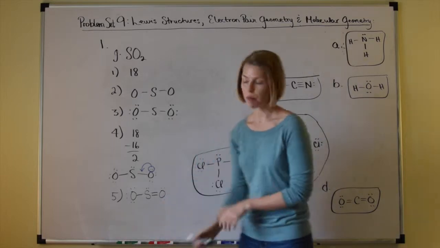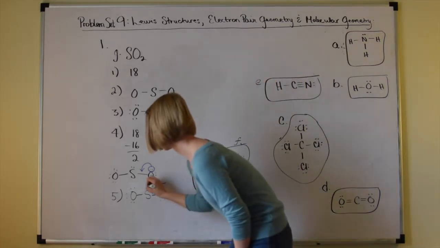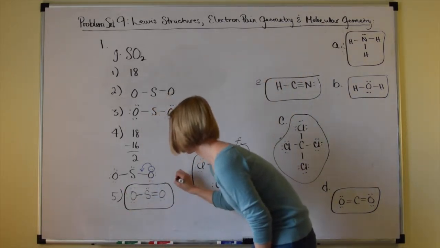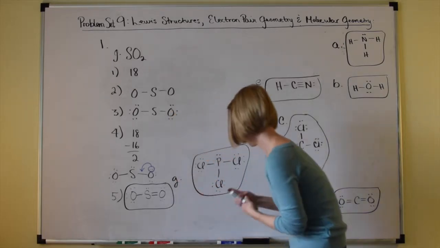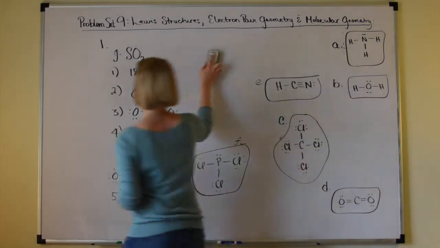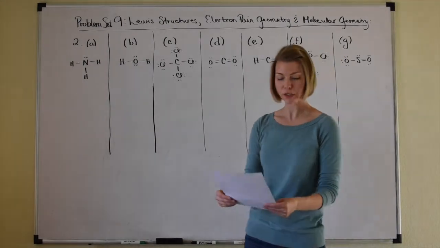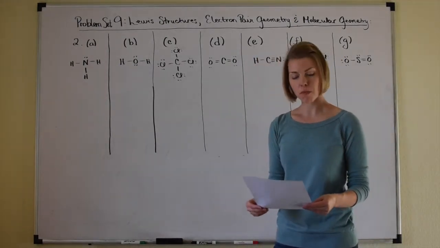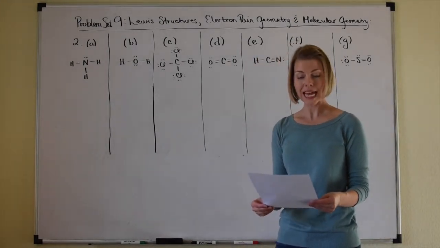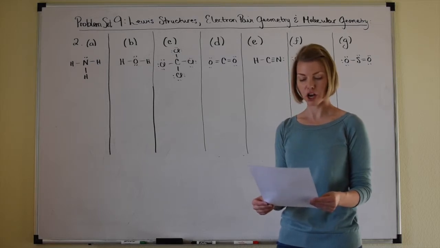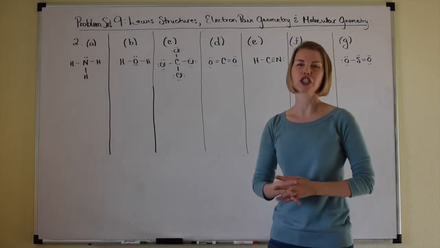Okay, number 2. So let's circle this answer and label it G. And let's erase all of this work here. Okay, number 2. For each of the molecules in problem number 1, determine the electron pair geometry and the molecular geometry.